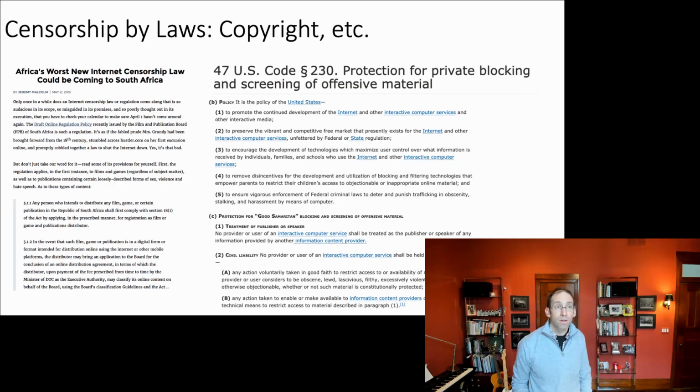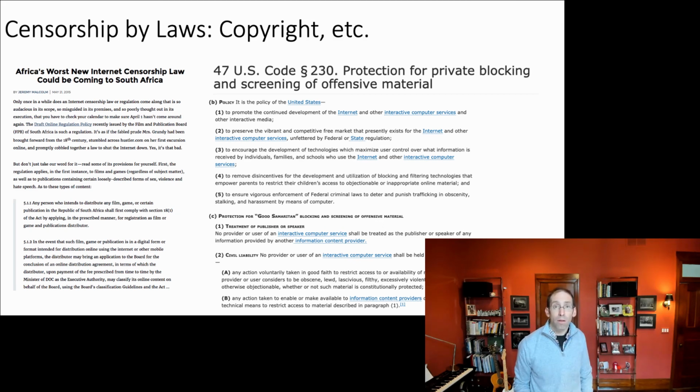As I mentioned, censorship can also occur by law. As I mentioned, this happens in various countries around the world. You can see here an example of a South African law on copyright and concerns about how that law might be used to censor minority political parties.